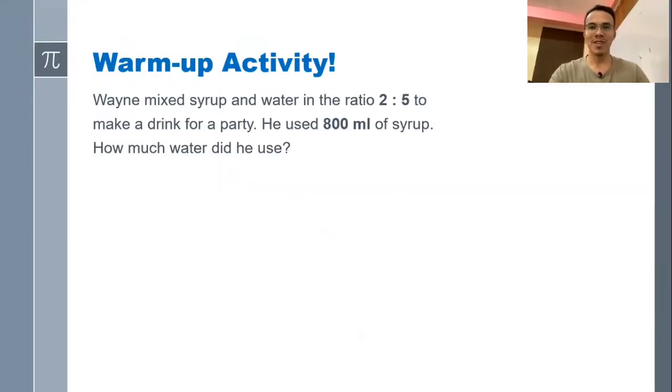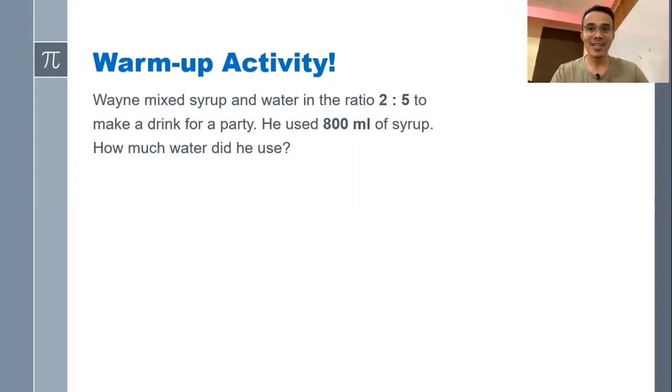Here's the problem. Wayne mixed syrup and water in the ratio 2:5 to make a drink for a party. He used 800 ml of syrup. How much water did he use? The first thing that you're going to do when solving a problem is to understand what the problem is all about. If there are unfamiliar words to you, all you have to do is get a dictionary or get your phone and search for these words.